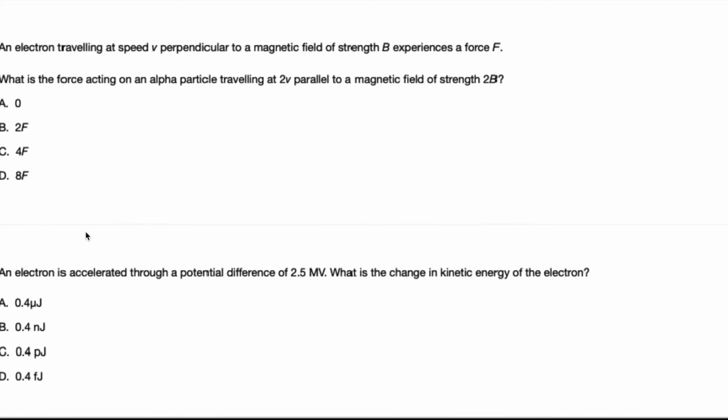An electron traveling at speed v, perpendicular to a magnetic field of strength B, experiences a force F. What is the force acting on an alpha particle traveling at a speed of 2v, parallel to a magnetic field of strength 2B? So this is going to be equal to 0 because they're parallel, and sine 180 degrees is going to be equal to 0.